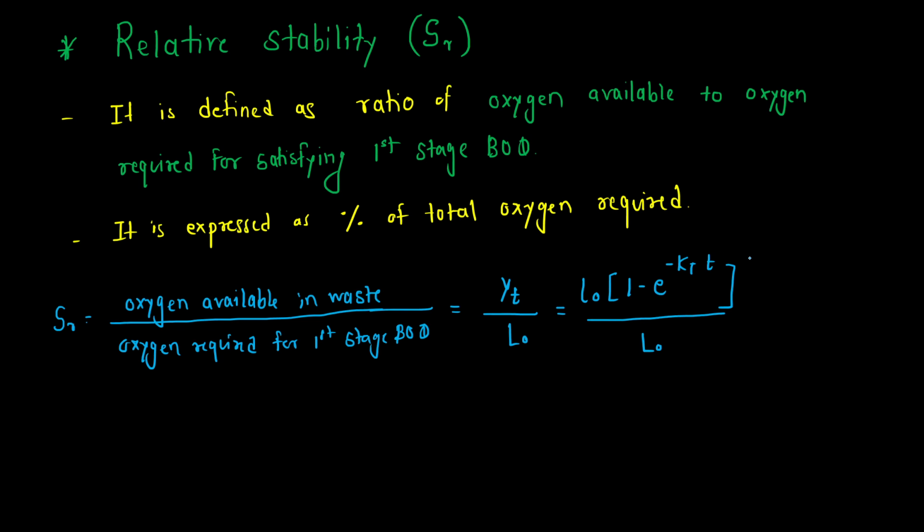Okay, so if we just solve it, we will get the value as 1 minus e to the power minus kT into T. So this is the value for population equivalent. So as it is given in percentage, we just have to multiply it with 100. So the net formula becomes SR is equal to 1 minus e to the power minus kT into T, in percentage it is into 100.